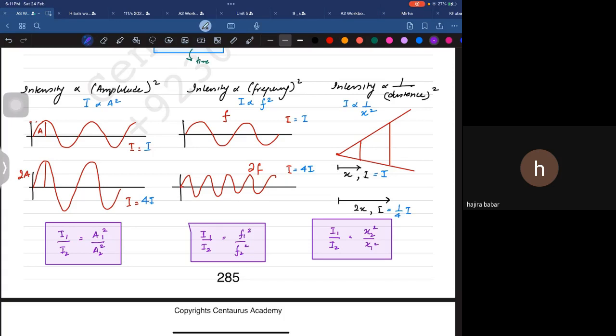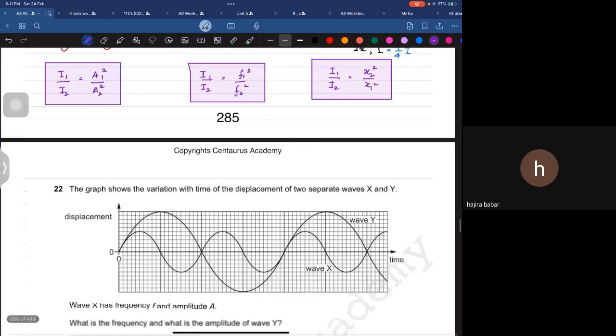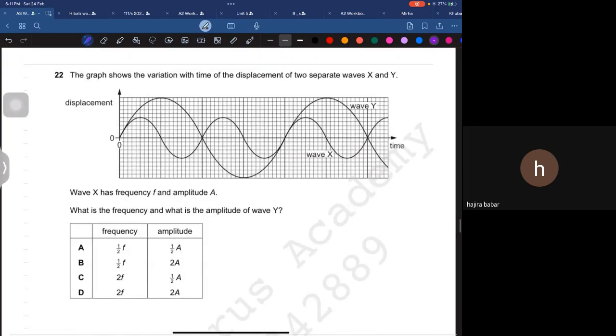All right, kids. So now this question is basically the same thing. It says that there are two waves, a wave X and wave Y, as you can see. It says wave X has an amplitude A and frequency F. What is the frequency and what is the amplitude of Y? What do you guys say?